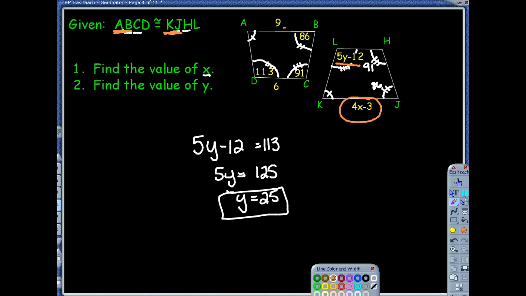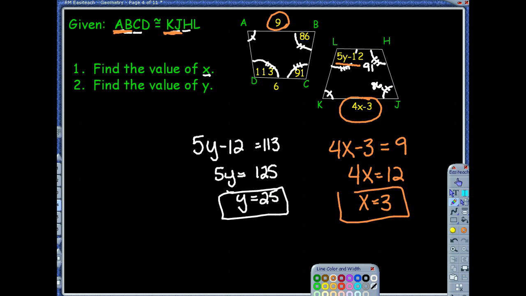So AB and KJ will be congruent because those are given congruent figures, so we can set them equal to each other. I want you guys to realize that you can find all of those corresponding congruent parts and mark them in your picture. But when you're just solving for a variable, look for what piece does that variable correspond to. So that equals 9. I'm going to solve for X equals 12, X equals 3. And there's our value of X.